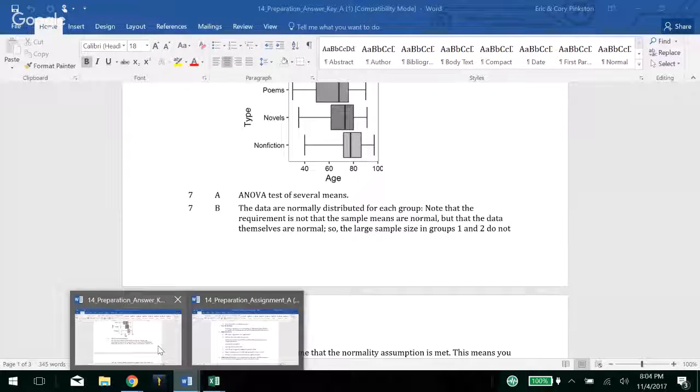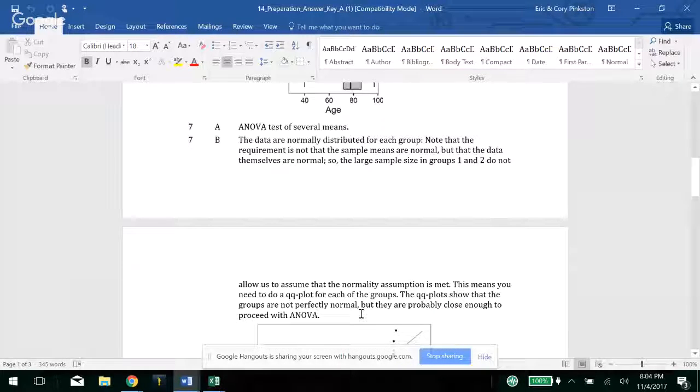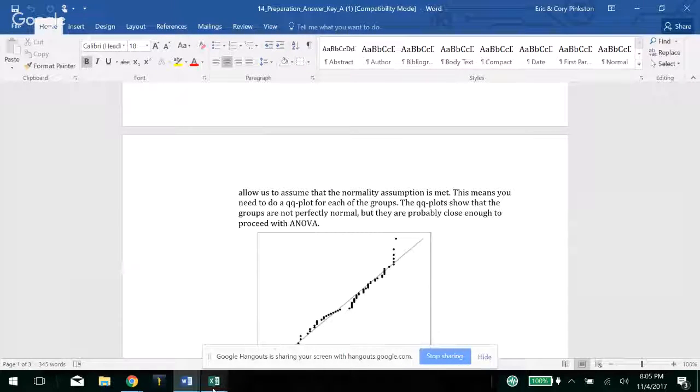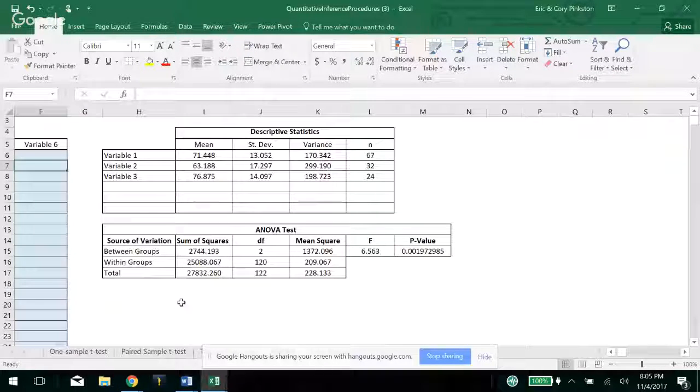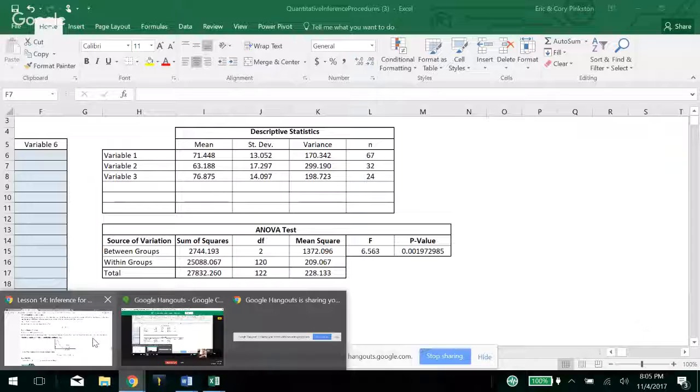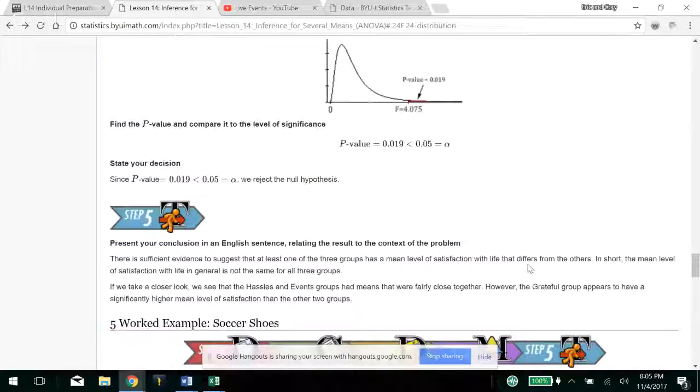The degrees of freedom, is that n minus 1 again? I think it's different. I think it gives you, between the 3 groups, the degrees of freedom is 2, and then within the groups, the degrees of freedom is 120. So then it says the total degrees of freedom is 122. Whatever that means. Yeah, I don't know. I don't understand the significance of that.